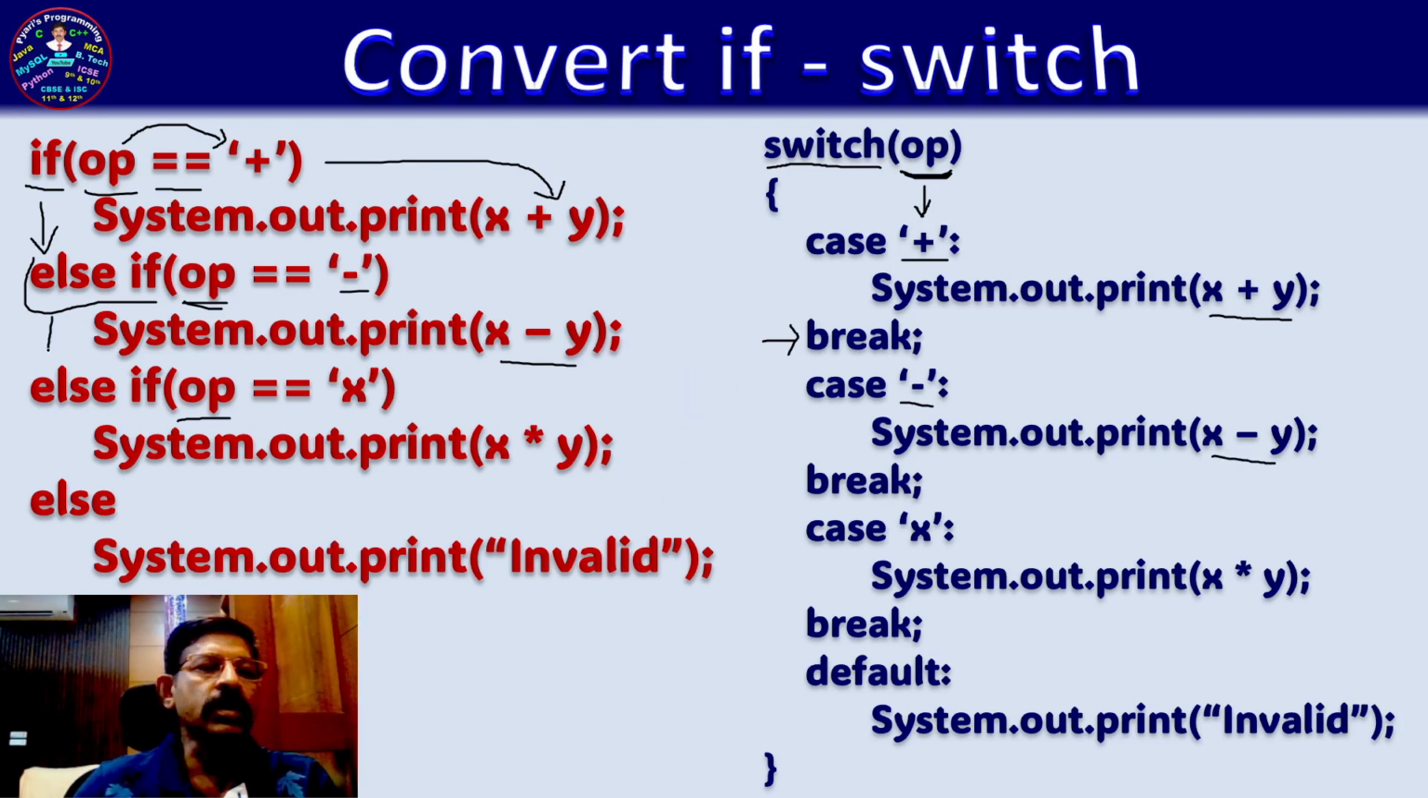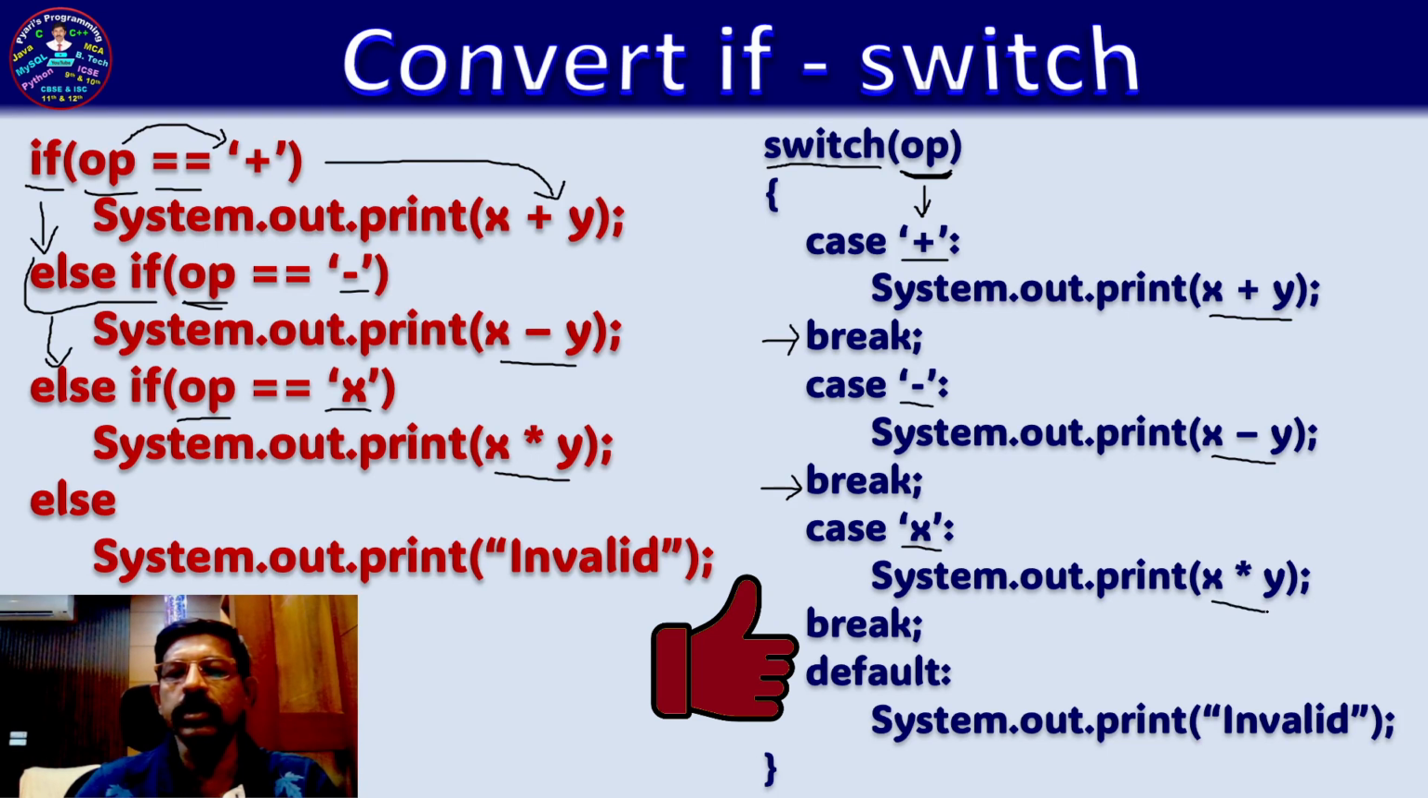If it is false, then it checks again. That means I have to use break over here. I cannot use fall through. Now here the condition is applied with x, so the case constant will be x. The operation is x into y. Here the operation is x into y. Do not forget to put the single quotes, because these are case constants.